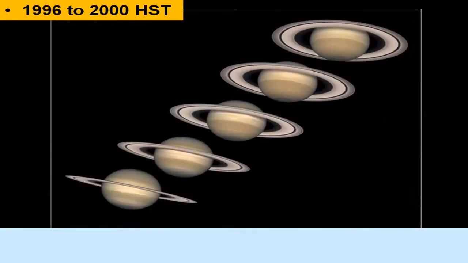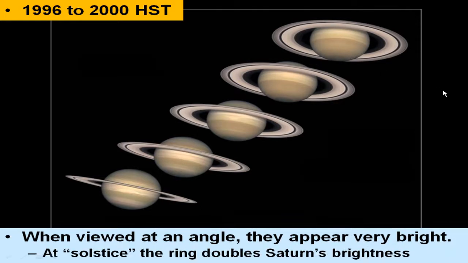Here's a composite view of Saturn over the years 1996 to 2000 using the Hubble Space Telescope. And we see that as we approach 2000, Saturn had more of a tilt in relation to us. And you can see that not only the planet but the ring system makes the whole system look brighter. In fact, at solstice, which would be when Saturn is at its greatest tilt with respect to us, the ring will double Saturn's brightness.